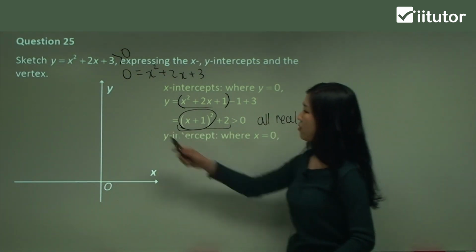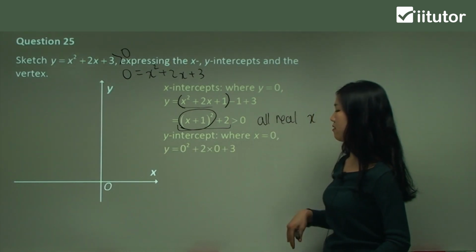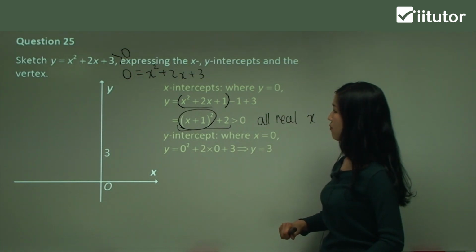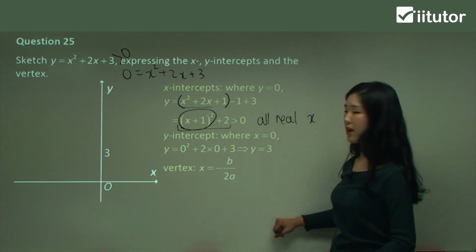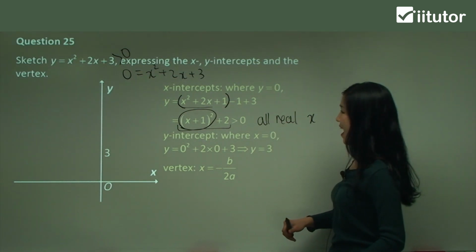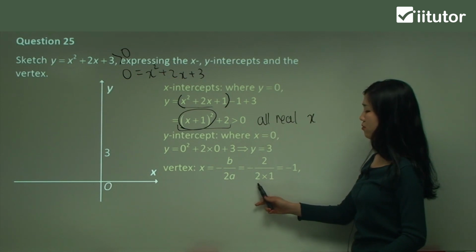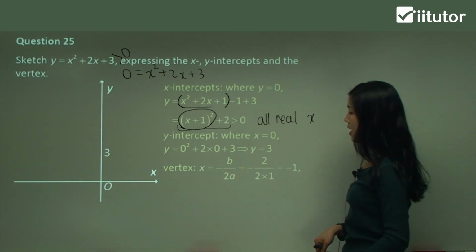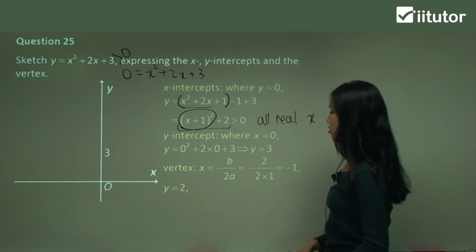Now I'm going to find the y-intercept. So sub in x equals 0 into there, and solve it. You should get 3, so I just plotted 3. And of course, finally, we need to find the vertex. So sub it into your x equals negative b over 2a formula, and b is 2, a is 1. So just put it in, negative 2 over 2 times 1, and then you should get negative 1. Okay, and sub it back into the original equation to find y. You should get y is 2.